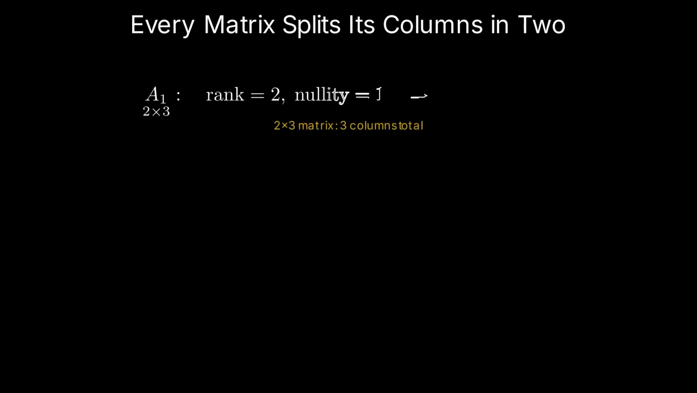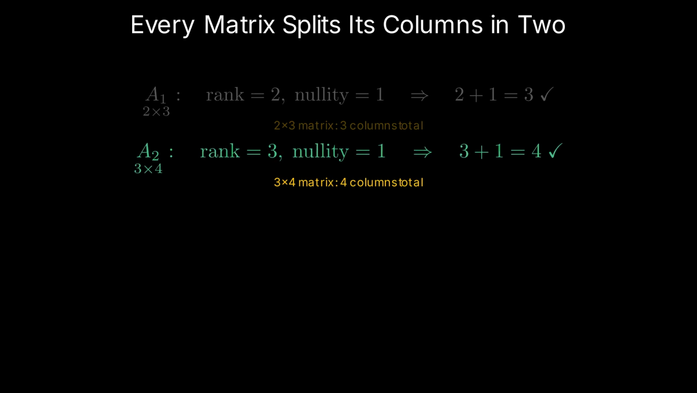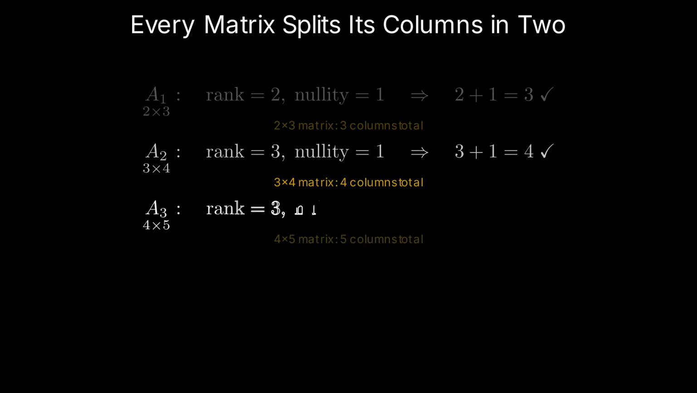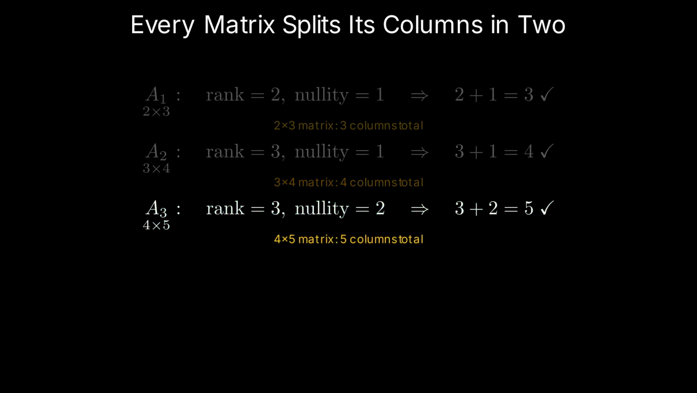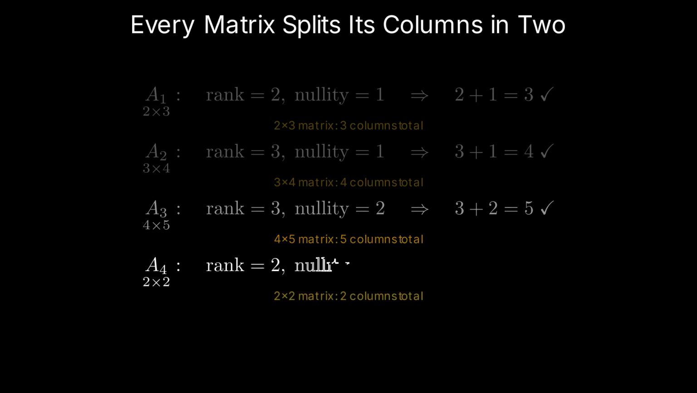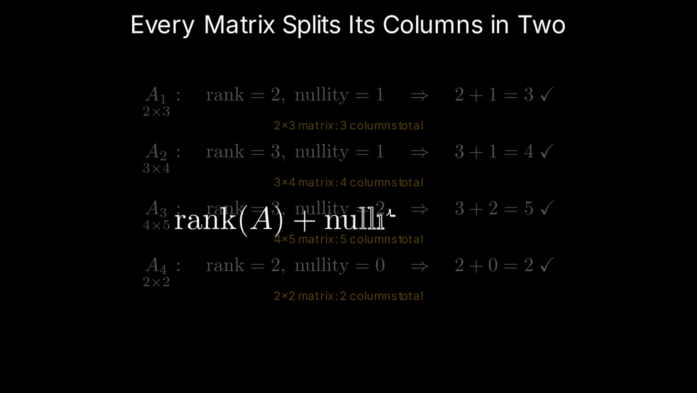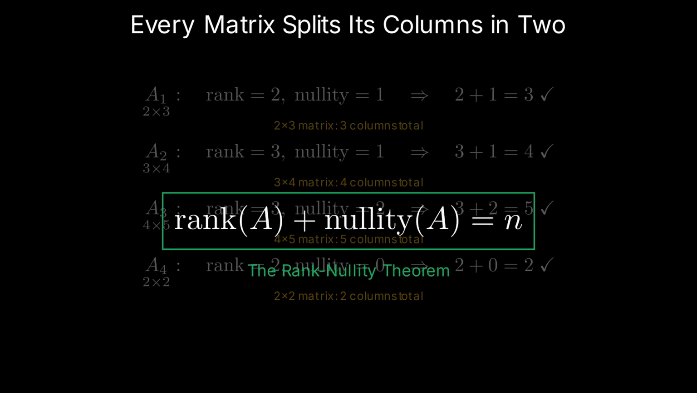Let's look at a few examples. A 2x3 matrix has 3 columns, its rank is 2, and its nullity is 1. 2 plus 1 equals 3. Check. A 3x4 matrix has 4 columns, rank 3 plus nullity 1 equals 4. Check. A 4x5 matrix has 5 columns, rank 3 plus nullity 2 equals 5. Check. Even a 2x2 matrix: rank 2 plus nullity 0 equals 2. Check. In every case, the central equation holds. Rank of A plus nullity of A equals n.